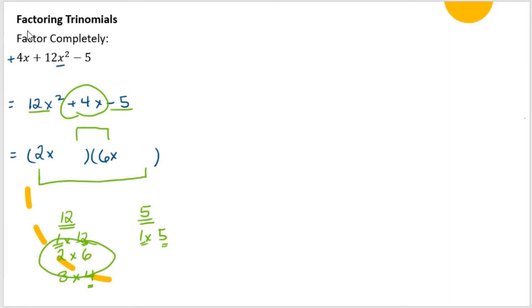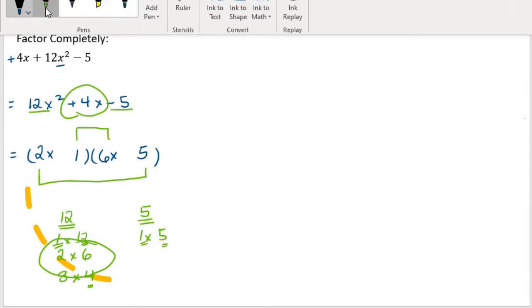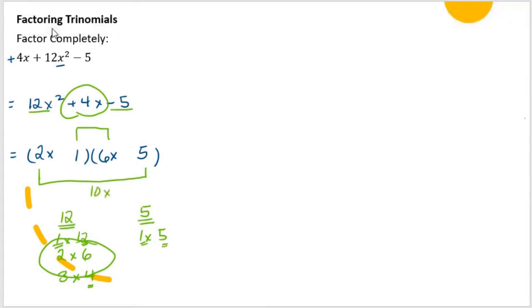All right, so that has to be matched with 5 and 1. And I'm going to match the 2 and the 5 as the outside 2 numbers, and the 1 and the 6 as the inside 2 numbers. Once I do that, I see I get 2x times 5 is 10x, and 1 times 6x is 6x. And if 6x was negative and 10x positive, I know that that gets me to positive 4. And I expected that to happen.